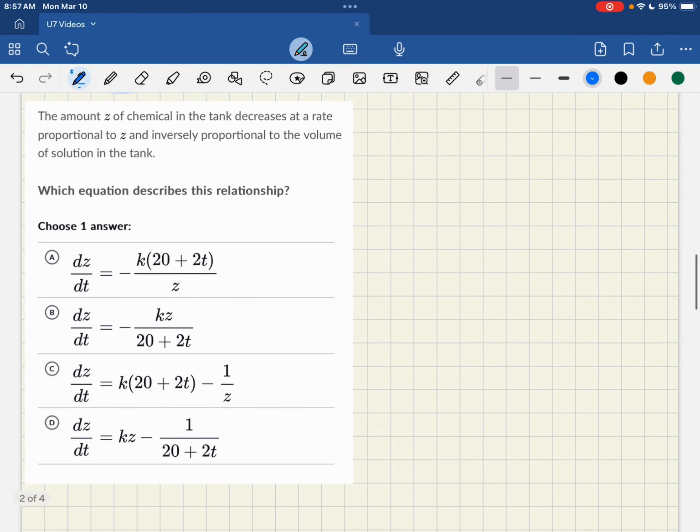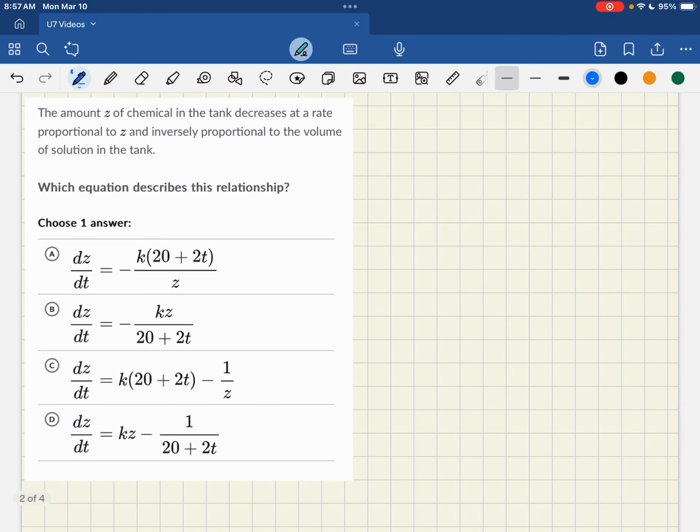All right, let's read another one just to keep practicing here. We have an amount Z of a chemical. So Z is the chemical in the tank. It says it decreases at a rate proportional to. Because it says decreases, the constant of proportionality is going to be negative. So decreases is a math word. Proportional, we have that word proportional again. So we have K times something, and it's going to be a negative K because it's decreasing.